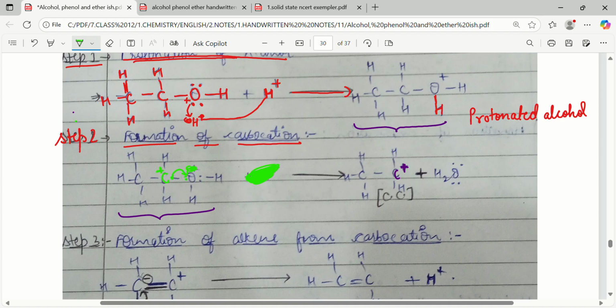Ashlisha, we haven't added any proton here, right? Yes, sir. Rather, we are just removing the bond between carbon and oxygen. So the only thing that is happening in this step is bond breaking between carbon and oxygen, resulting in the formation of positive charge over carbon.